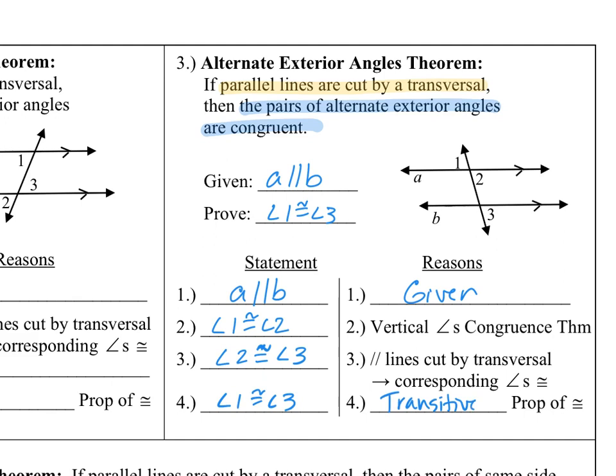Now, we proved this for one pair of alternate exterior angles. We could write another proof that would be exactly the same for the other pair, but we will just go ahead and assume we've proved it for one pair, so it's true for both. All right? So alternate exterior angles theorem.